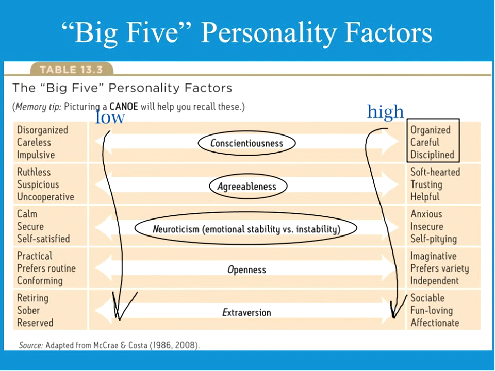Neuroticism. Are you emotionally stable or not? On the left side here, if you're low on neuroticism, you don't get upset. You're calm and you're cool and you're collected. When the going gets rough, that's the person you want, low in neuroticism, right? High neuroticism.